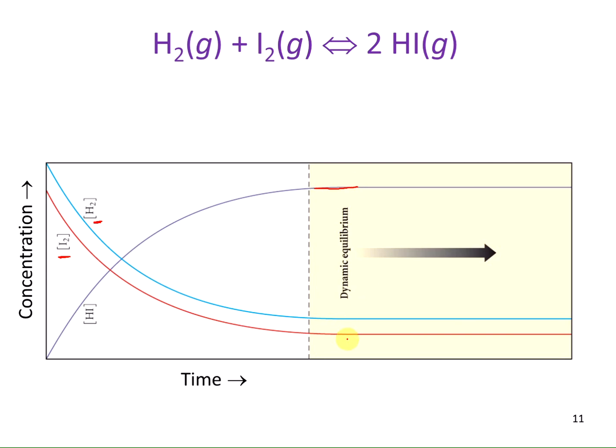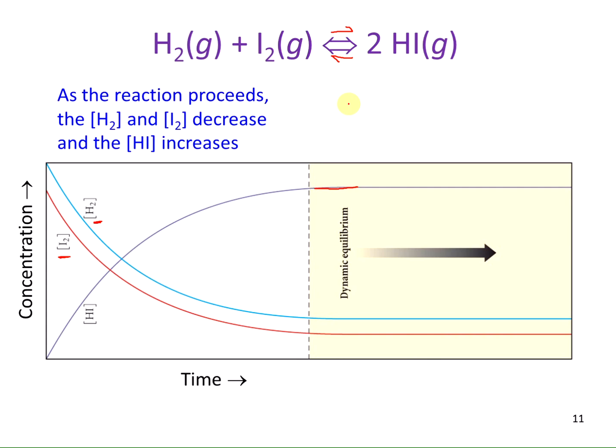So at this point, we've reached this dynamic equilibrium. All the concentrations of the reactants and products are not changing. Now the reactions are still proceeding. You've still got reactions going in the forward direction and the reverse direction. It's just you see no net change in the concentrations.